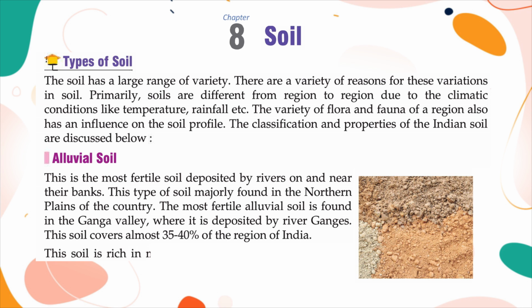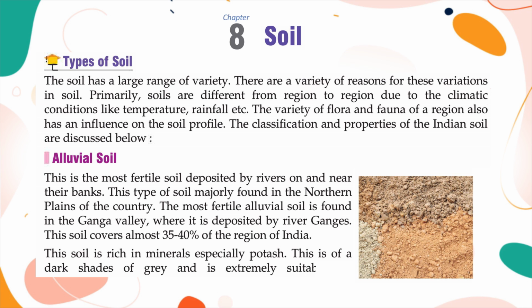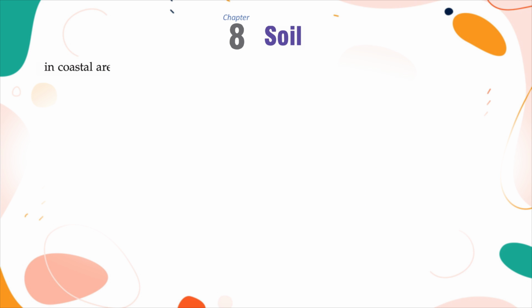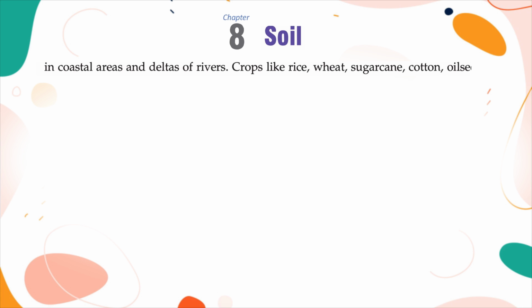This soil is rich in minerals, especially potash. It is of dark shades of grey and is extremely suitable for agriculture. Some dark black alluvial soil can also be found in coastal areas and deltas of rivers. Crops like rice, wheat, sugarcane, cotton, oil seeds, and jute grow best in it.